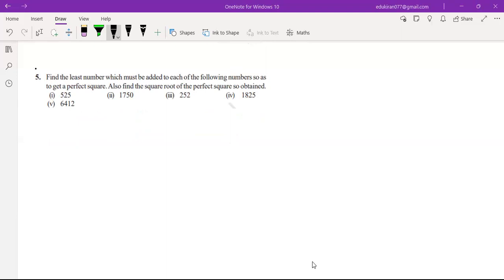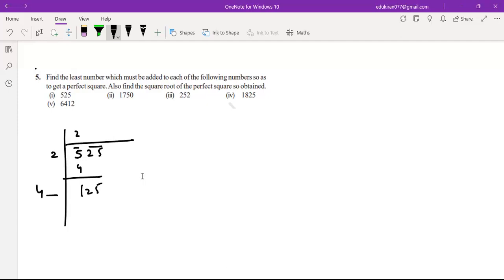Now the next one. In this question, it's very easy. The same one. I'm just doing the first one over here, then the rest you people will do. Find the least number which must be added to each of the following numbers so as to get a perfect square. Let me do it for you so that you also get the same thing. First of all, 5 to 5, I made a pair. So 2 2s are 4, 1 2 5, and 4, I'll put a blank.